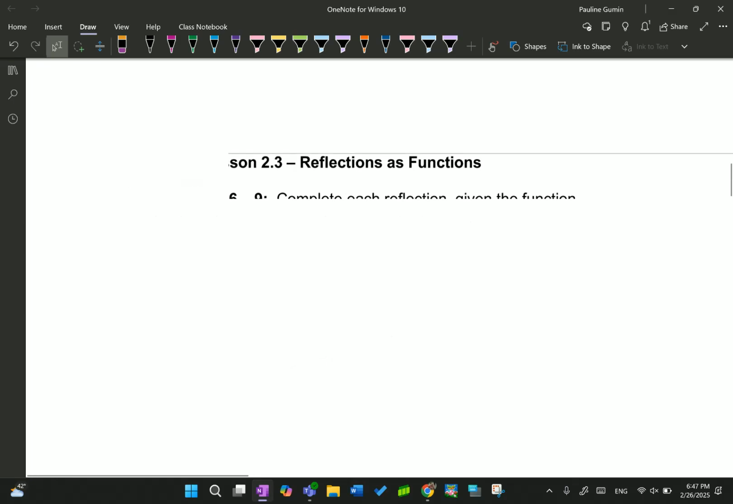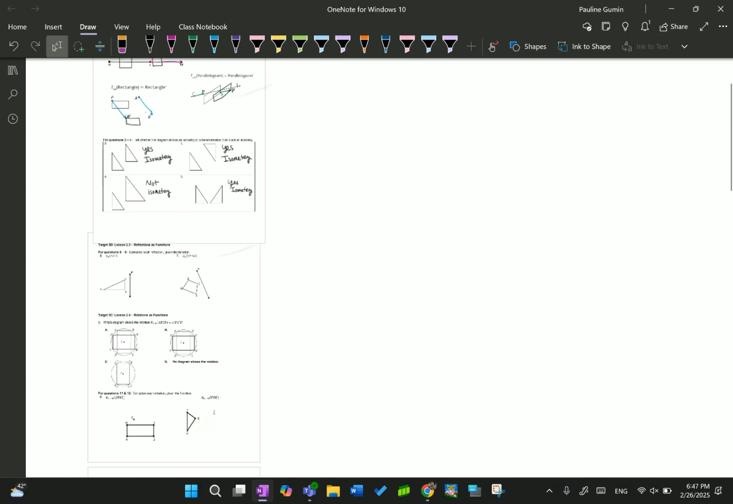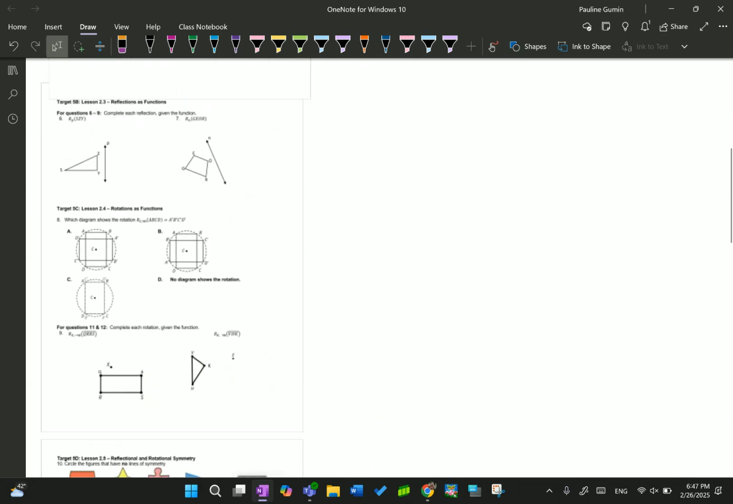Onwards we go. Ooh. What you doing, OneNote? What do we do? Oh, there we are. Thank you. Thank you. That was kind of rude.